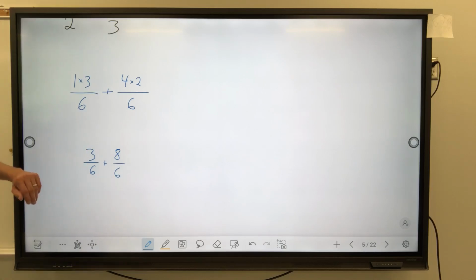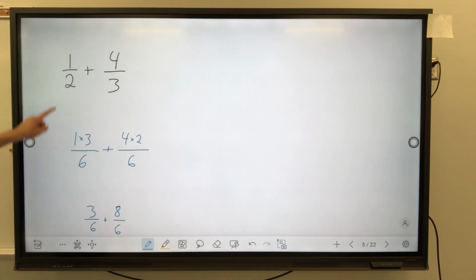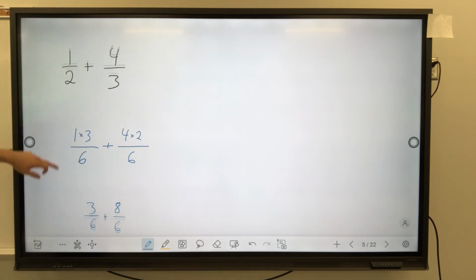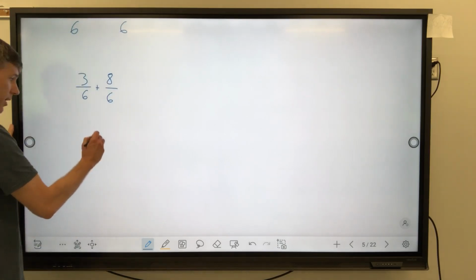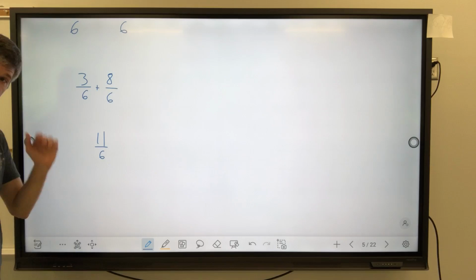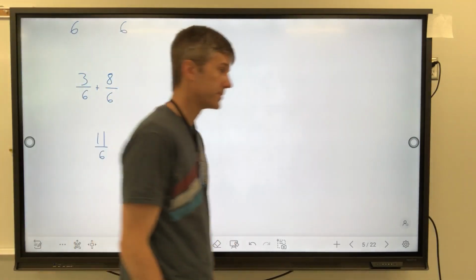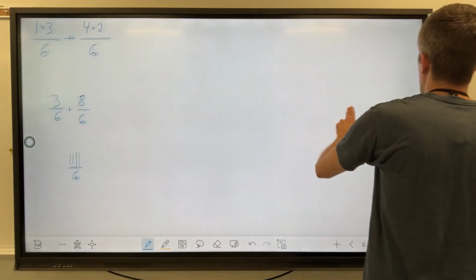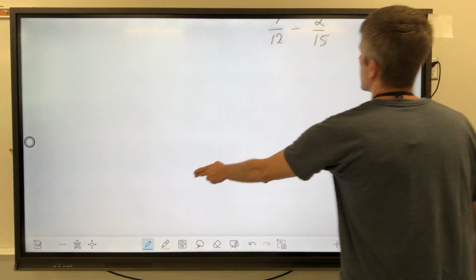If you're looking at that and you're saying, oh, 3 over 6 is a half. Yep, absolutely. That's where it started. Don't go backwards. What I do have is 11 over 6. Done. It doesn't reduce anymore. If it does, I will. All right, let's go to the next problem.